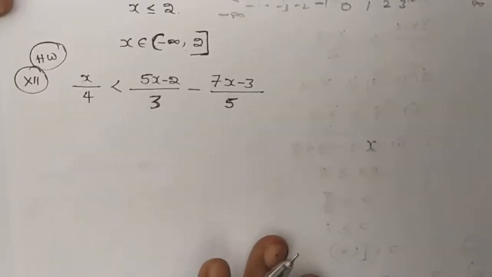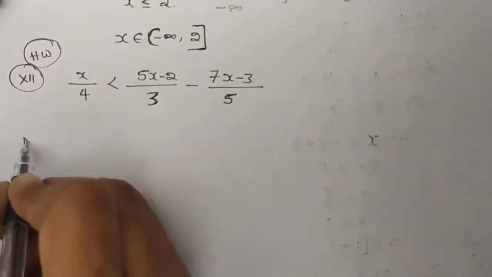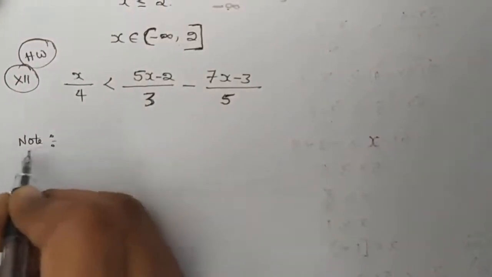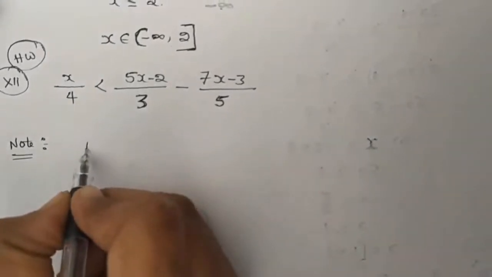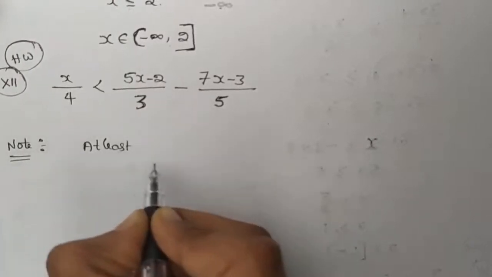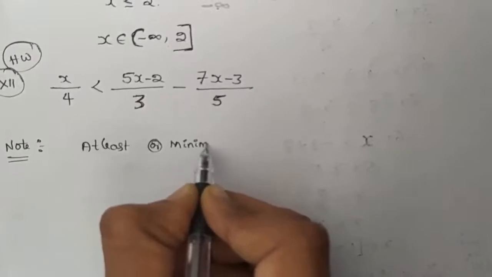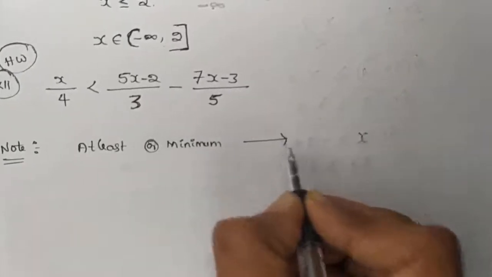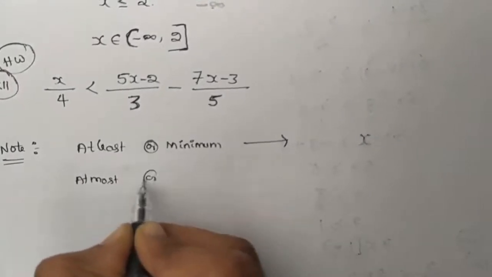To move on to further problems, we have to know some keywords: at least, at most, minimum, maximum. Let us know about these keywords. First, at least or minimum. Next, at most or maximum.